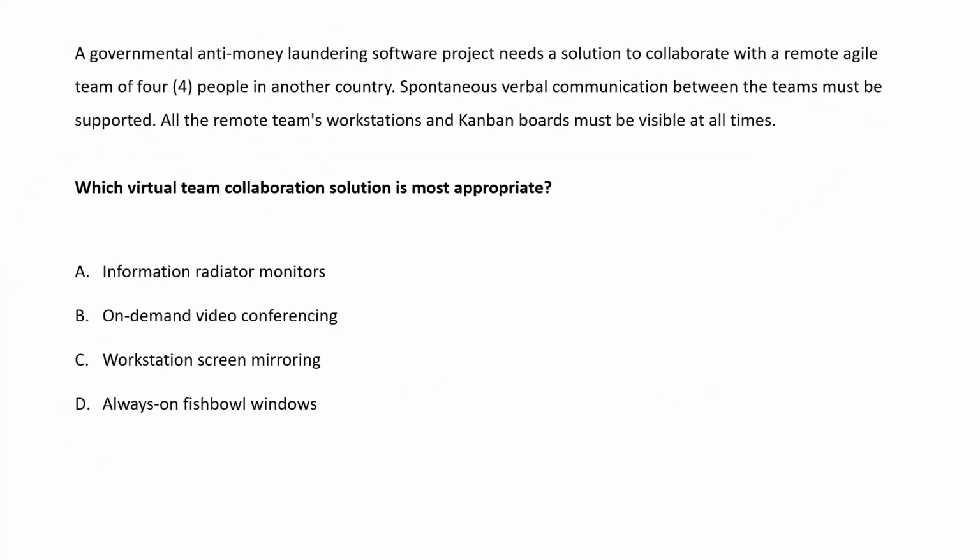Great. Next. A governmental anti-money laundering software project needs a solution to collaborate with a remote agile team of 4 people in another country. Spontaneous verbal communication between the team must be supported. All the remote team workstations and Kanban boards must be visible at all times. Which virtual team collaboration solution is most important?